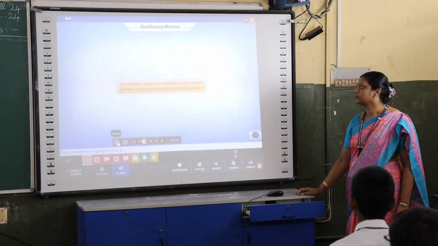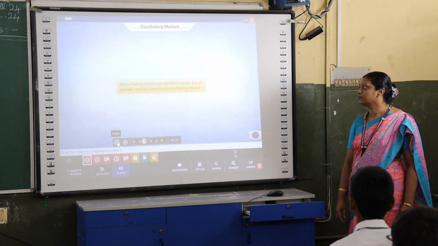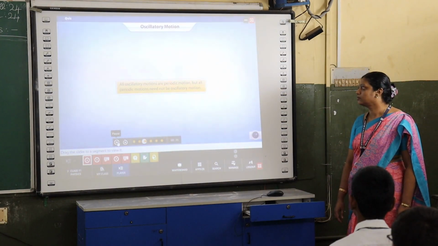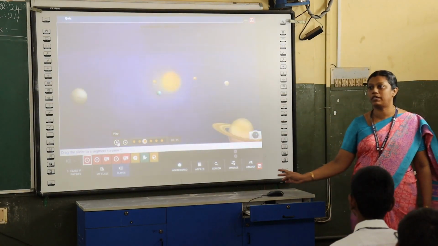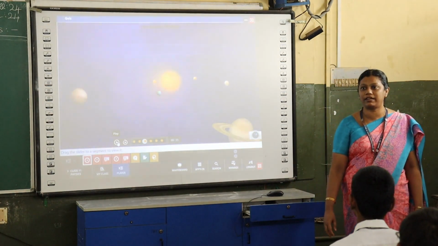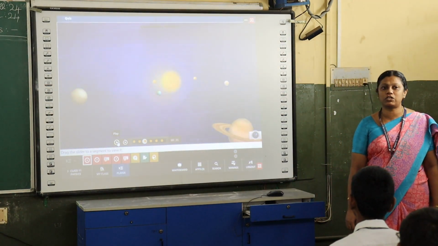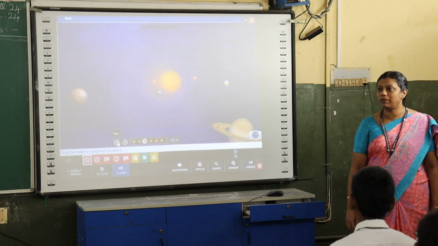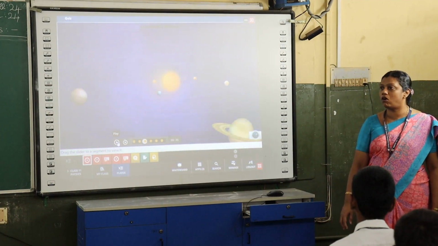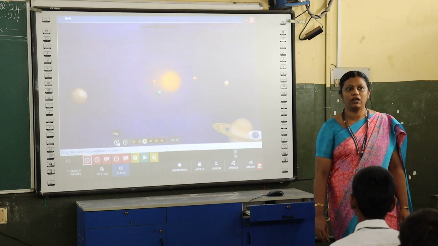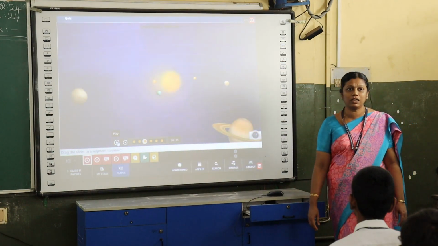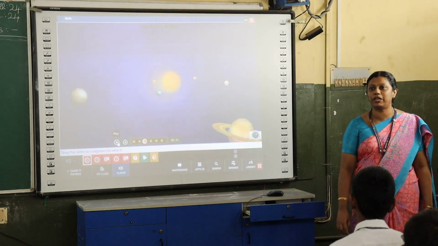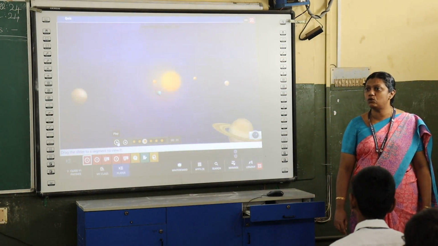All oscillatory motions are periodic motion, but all periodic motions need not be oscillatory motion. So you have seen already two types of examples, periodic motion and oscillatory motion. Are all the periodic motions oscillatory? No, all the periodic motions are not oscillatory, but all the oscillatory motions are periodic. Right? Because if you consider a periodic motion like the motion of planets around the sun, though it is periodic, the body will never move to and fro.